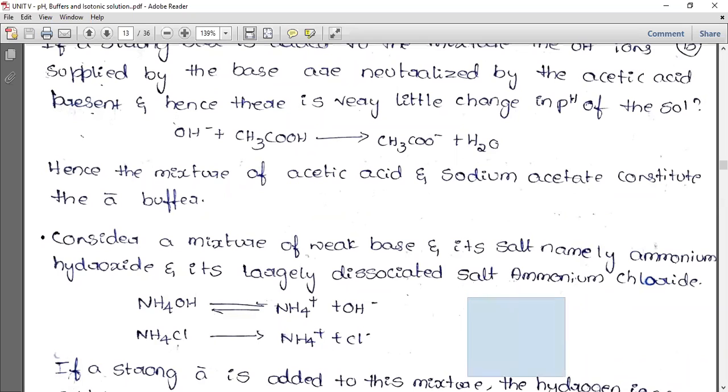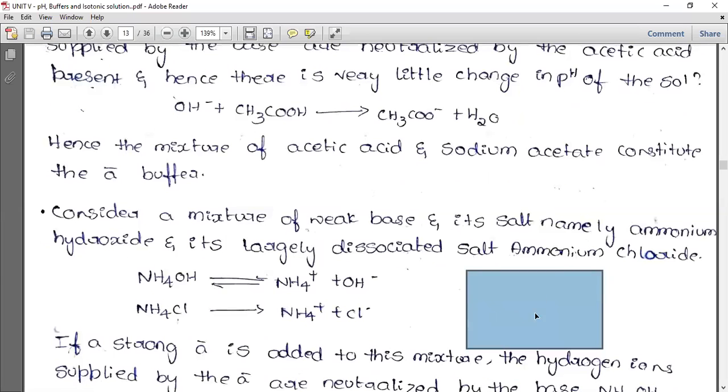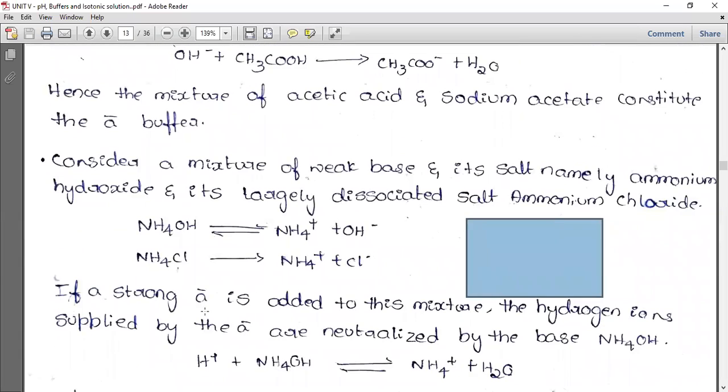So again, imagine a beaker. In the beaker, we are going to add these two, ammonium hydroxide and ammonium chloride. So what do we have here? We'll have ammonium hydroxide, ammonium ion from both, hydroxyl ion and chloride ion. We will not have ammonium chloride because it dissociates completely, but we will have ammonium hydroxide because it dissociates only slowly, right? Clear?